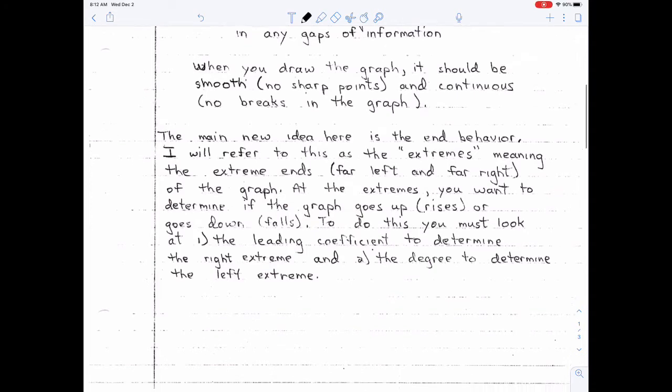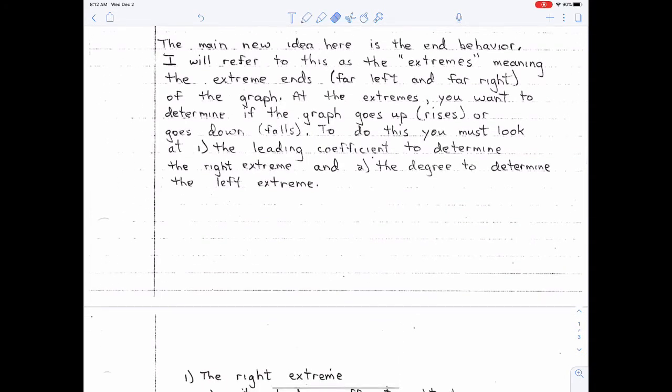So, for example, what do I mean by that? Let's say you have 5x to the 12th and then the rest of the problem. This is the leading coefficient. You look at that first to determine what happens on the right. And then you look at the degree, the exponent, to figure out what happens on the left. And you've got to do it in that order, okay? All right, so let's see what happens here. It's not really that complicated of an idea, quite frankly.